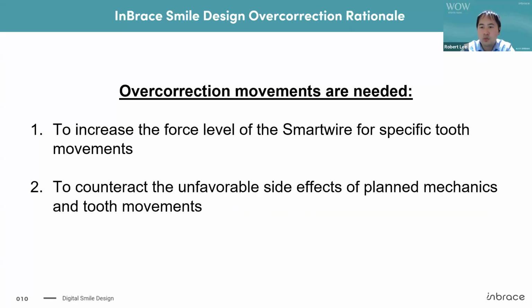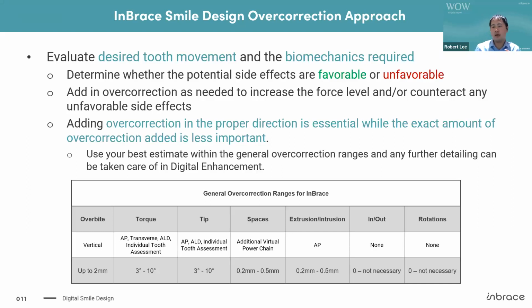And then the 2 major reasons why we're using overcorrection: one is to increase the force level of specific tooth movements, and the other is to counteract any unfavorable side effects of planned mechanics and tooth movements. So generally the approach that I take when thinking about overcorrection is I'm looking at every tooth movement that I'm trying to achieve, the biomechanics required to get them. I'm looking at, okay, are any of the movements going to cause, or any of the external forces like elastics going to cause favorable or unfavorable side effects? And then you'll add an overcorrection as needed to either increase the force level and/or counteract any unfavorable side effects.